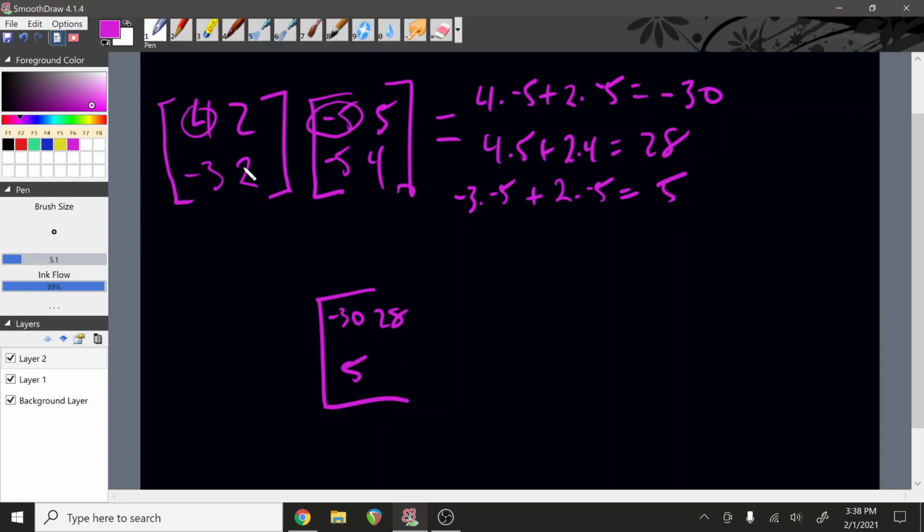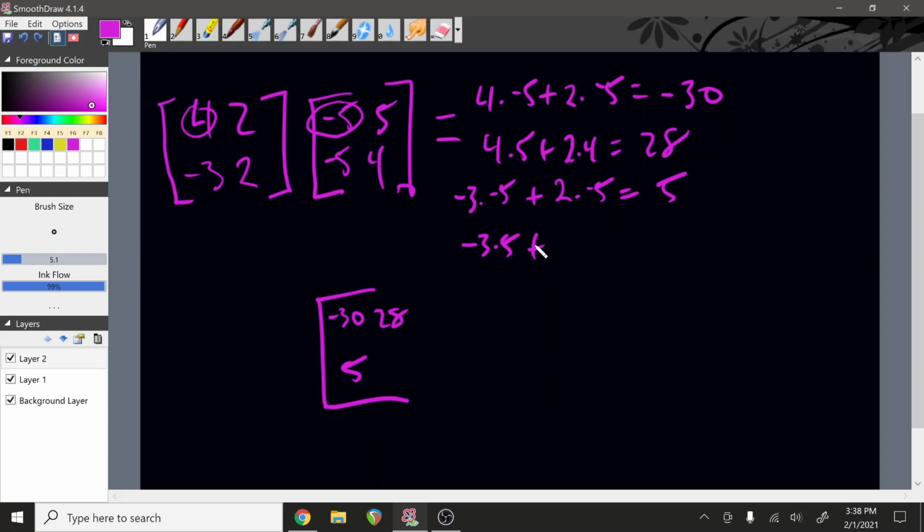And then finally we have row 2 times column 2. That's going to be -3 times 5 plus 2 times 4. So that's just going to be -15 plus 8, which is -7, I think. So that goes here, and that's our answer. Let me go ahead and move on to the next question.